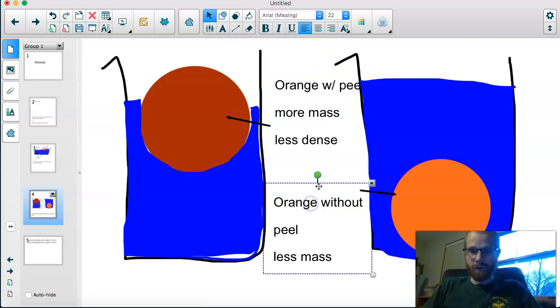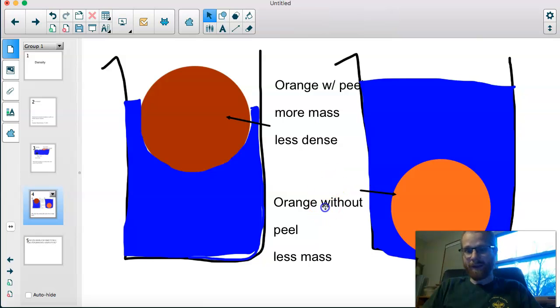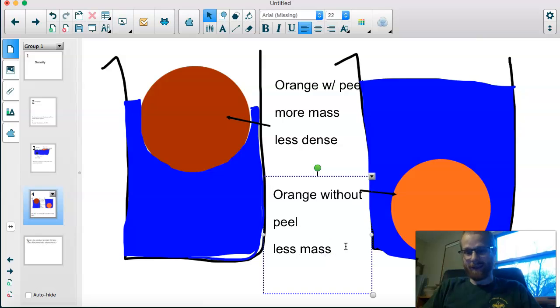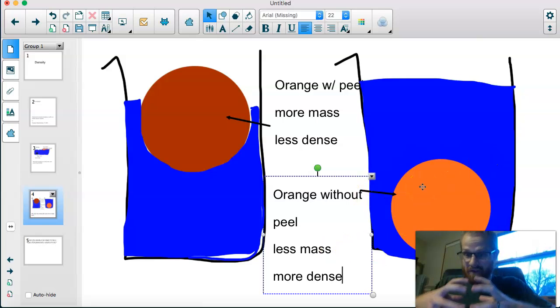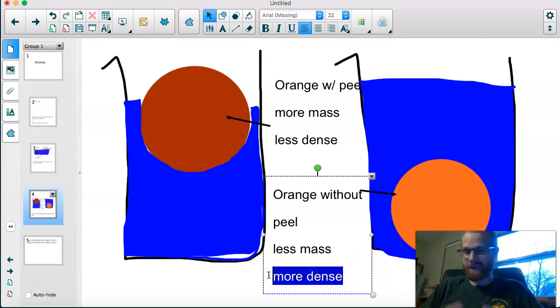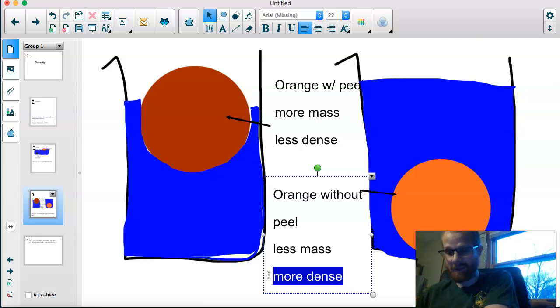And the orange without a peel, well, it's lost that life jacket. So even though it has less mass, it is more dense. And that's just because it's more stuff in a smaller amount of space. I guess technically it's less stuff in a smaller amount of space, but even so, the density changes. It's lost that life jacket.